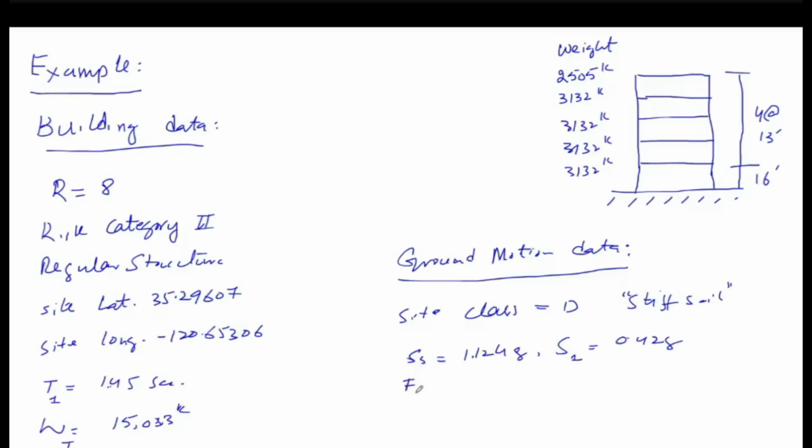The USGS also provides the site amplification factors: Fa is 1.05 and Fv is equal to 1.57. Fa is the amplification in the acceleration sensitive region and Fv is the amplification in the velocity sensitive region. These two will be used to convert SS and S1 to the design base values.